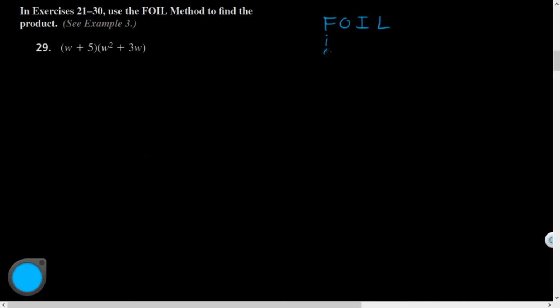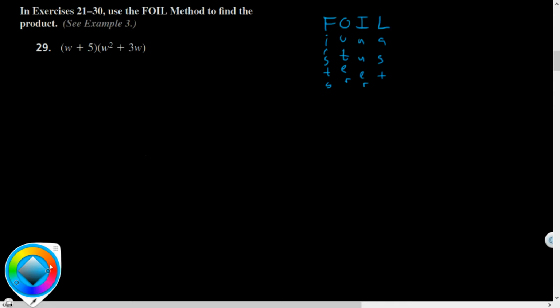FOIL stands for firsts, outer, inner, and last. I forget what color pattern I used the other day, but the first terms would be w times w squared is w cubed. And when I do the w times w squared, I add the exponents. The invisible 1 plus 2 became 3.